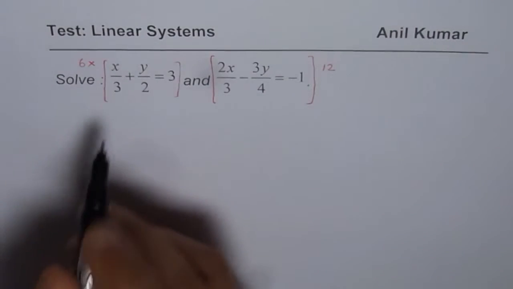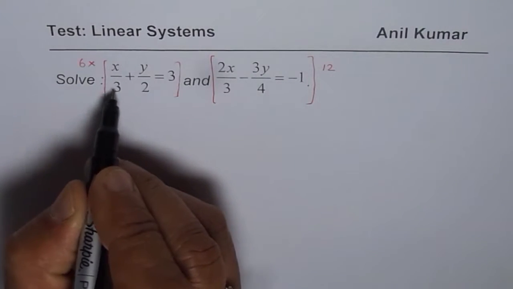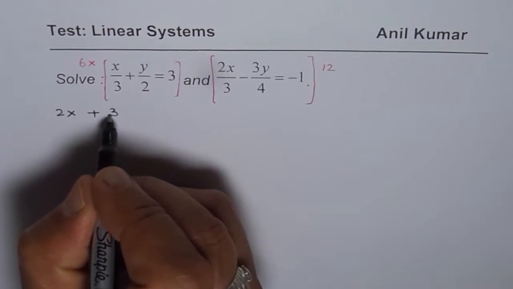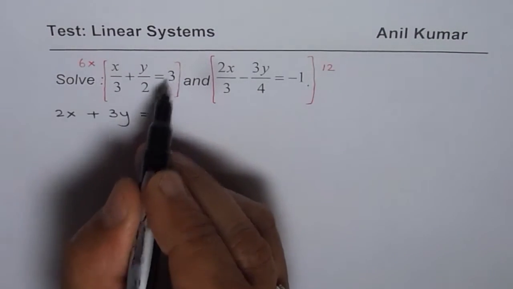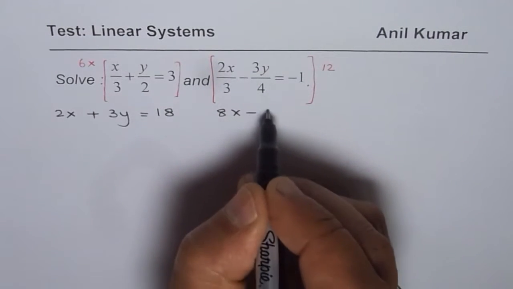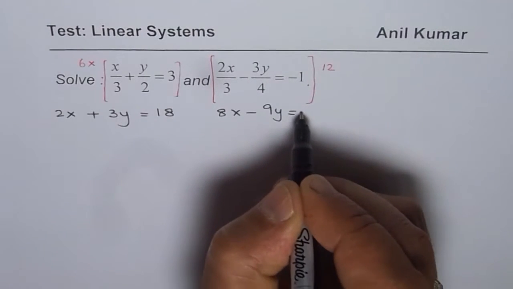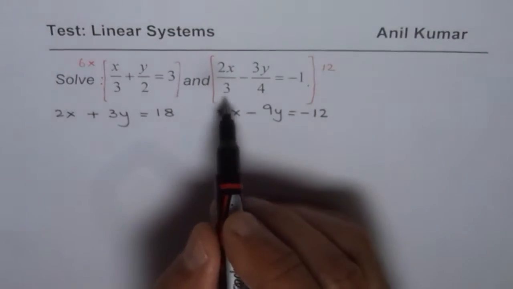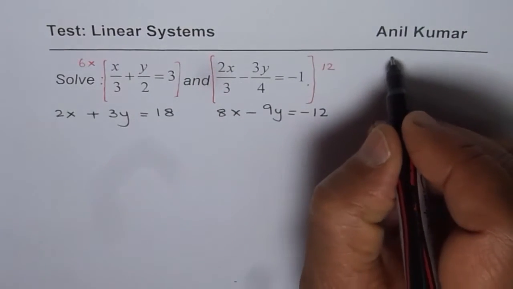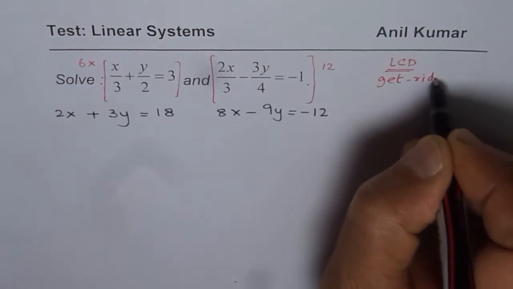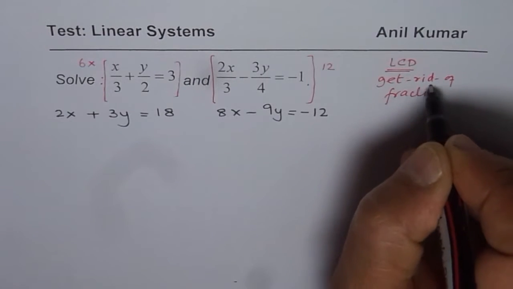If I multiply this by 6, I get 6 divided by 3 as 2. So I could write this as 2x + 3y = 6 times 3, 18. And the second equation becomes 4 times 2 as 8x - 9y = -12. So in this fashion, we multiply by the lowest common denominator to get rid of fractions. That is the strategy.